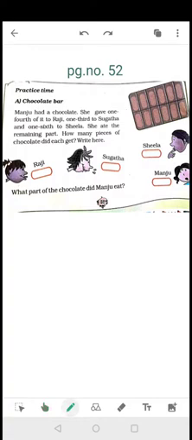Let us solve some sums which is given in your textbook. This sum is given in page number 52. Chocolate bar. Manju had a chocolate. She gave 1/4 of it to Raji, 1/3 to Suhanta, and 1/6 to Sheila. She ate the remaining part. How many pieces of chocolate did each get right here? What part of the chocolate did Manju eat?